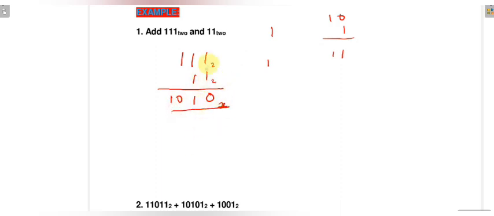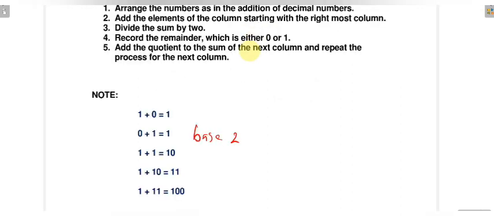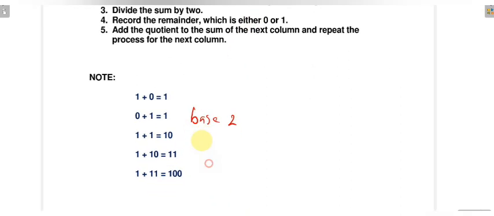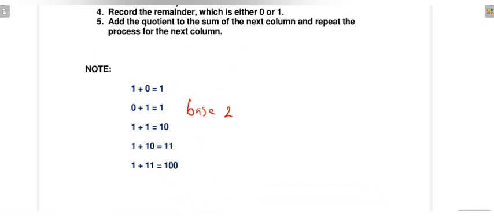Okay, I can repeat this again. 1 plus 1 is 10, so you write down this 0. You carry this 1, add it to this 1, and that makes it 10 again. And 10 plus 1 gives us 11, so you write down this 1 and carry this 1. Carry it and add it to this, that gives us 10. You can see it from the previous table when I show this. So this is the table I'm using here.